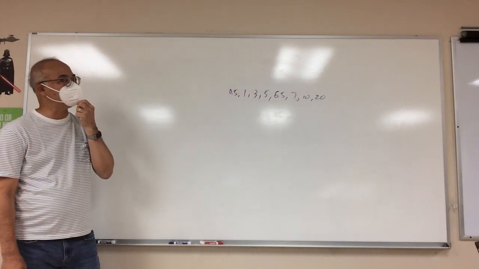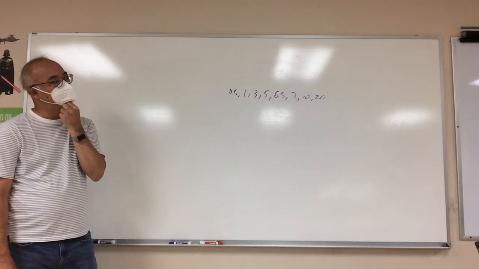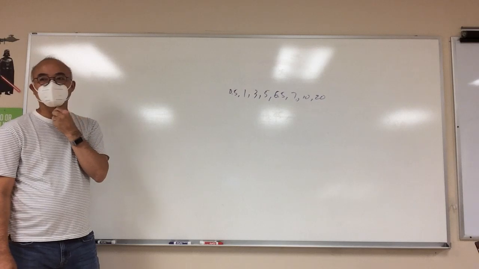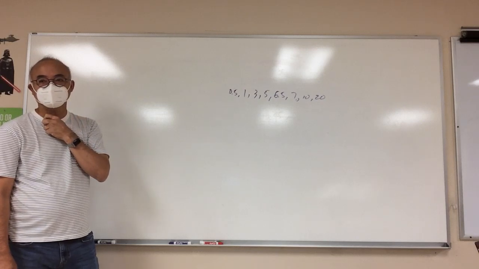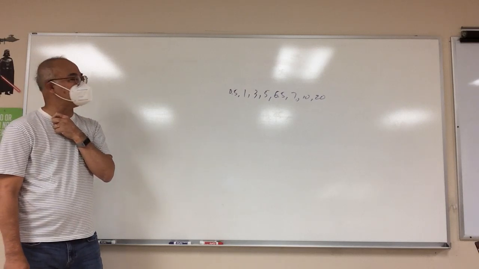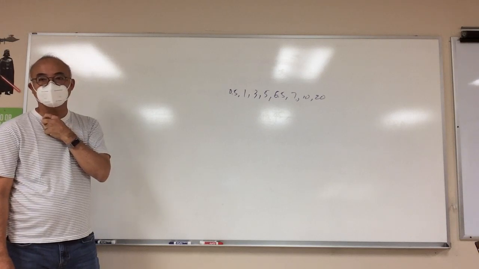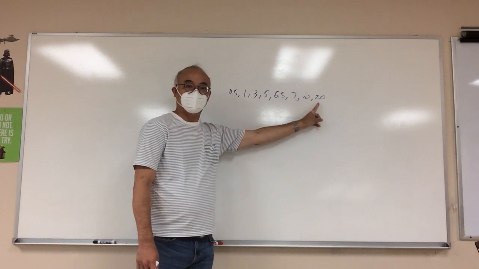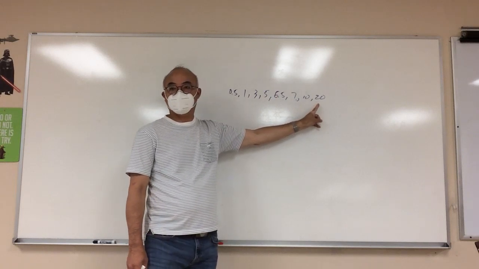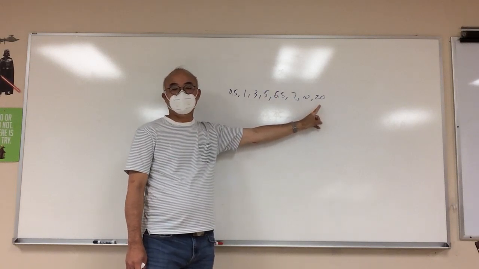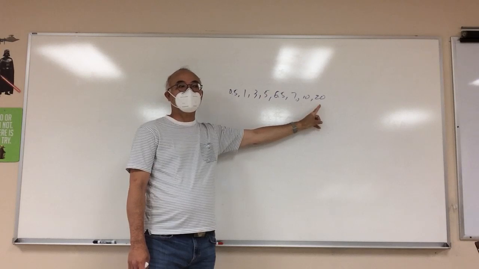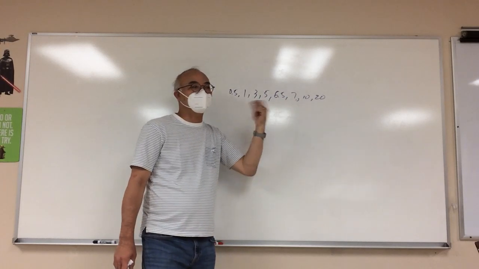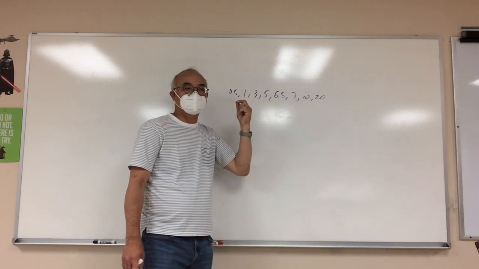Okay, how would you describe the range? The range of this data set is what? 19. It is from here to here, right? So it's basically 19.5. That's the range, right? Are there any other things that we could use to determine the range?